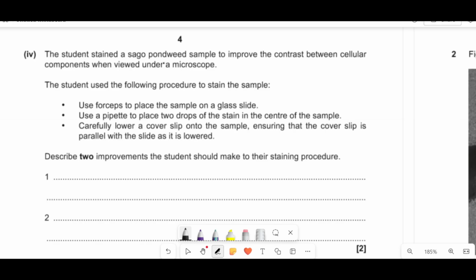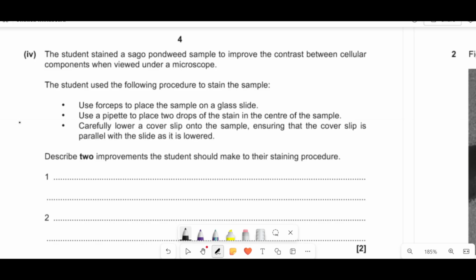Now it says the student stained a sago pondweed sample to improve the contrast between cellular components and viewed under a microscope, and they used the following method. They used forceps to place it on a glass slide. They used a pipette to place 2 drops of stain in the center of the sample. They lowered a cover slip onto the sample, ensuring that the cover slip is parallel with the slide as it's lowered. Describe 2 improvements that they could use.